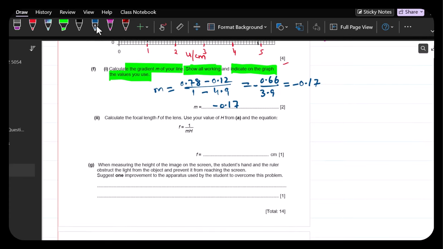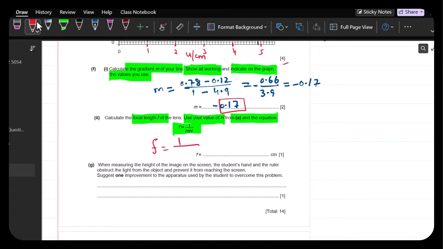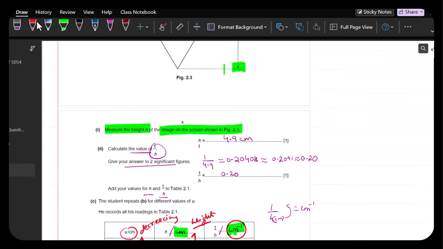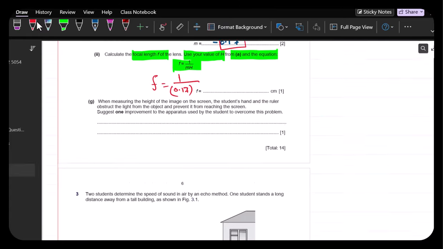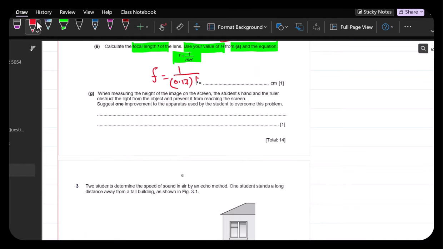Now we have to calculate the focal length f of the lens. Use your values of h from part A and the equation, this one. So we have to substitute the value of this gradient, that is 0.17. 1 divided by 0.17 times height, and the height which we have calculated, h, that is this one, 1.6. So substitute the value here, 1.6, and you can calculate the answer.